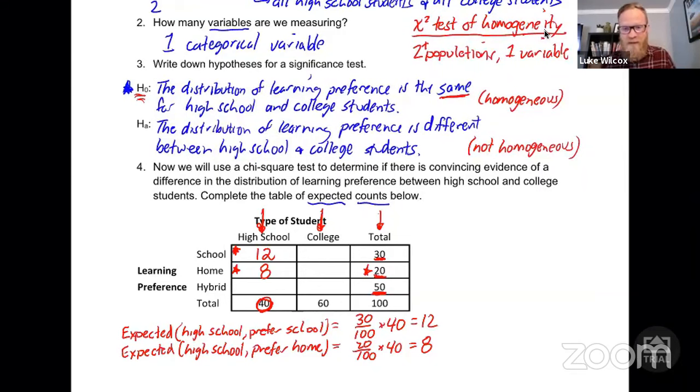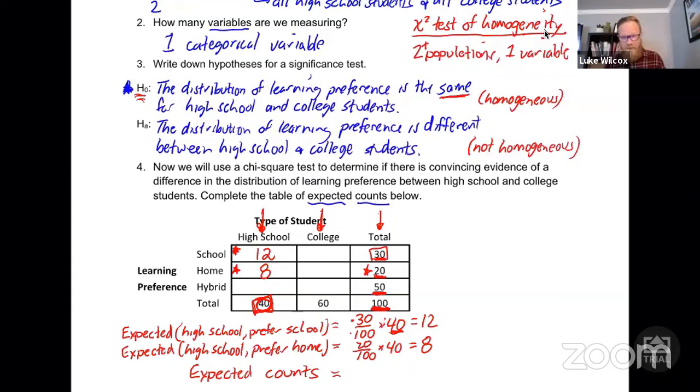Now, I'm hoping that we can actually generalize to a formula here for calculating the expected counts. So let's put this formula down here. If you're trying to get expected counts when you have a table like this, which we call a two-way table, well, look at the calculations that we did above. 30 out of 100 times 40. Let's look at the 30. What is that? The 30 is the row total, right? And the 40, that's actually the column total. And then the 100, that's what I call the grand total for the whole table.